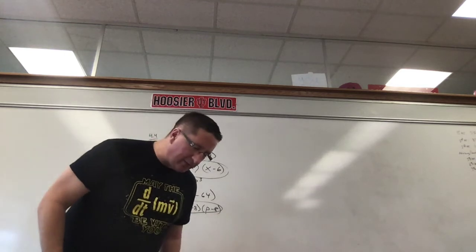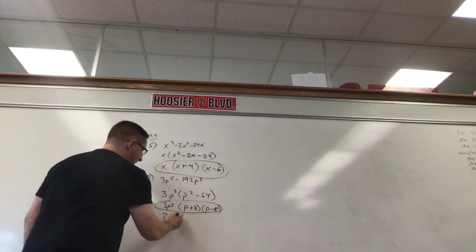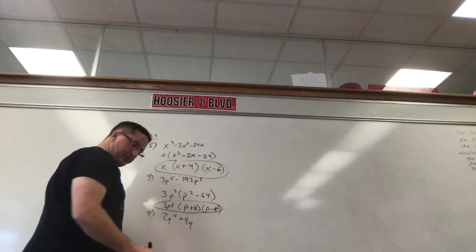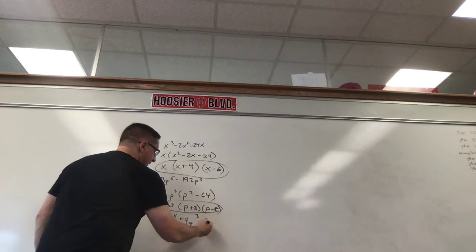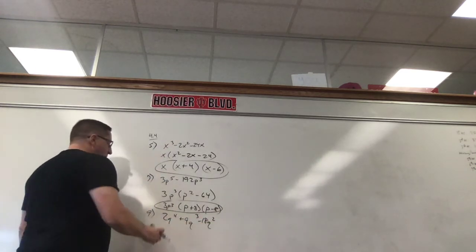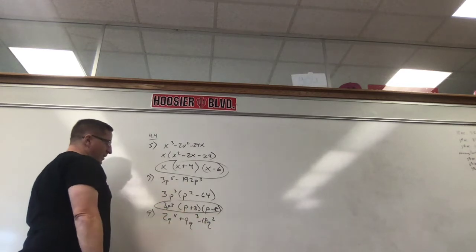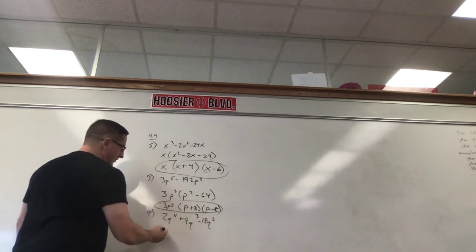Question number 9. So we have 2q to the fourth plus 9q cubed minus 18q probably squared. Okay. So what goes into 2, 9, and 18 besides 1? Nothing. But I can take a q out of all of these. I can actually take q to the second out of all of these.